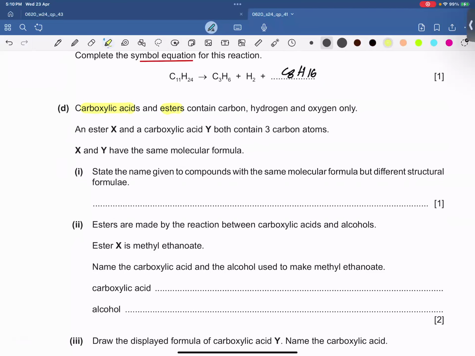Carboxylic acids and esters contain carbon, hydrogen, and oxygen only. An ester X and a carboxylic acid Y both contain 3 carbon atoms. X and Y have the same molecular formula. State the name given to compounds with the same molecular formula but different structural formula. When molecular formula is same and structural formulae are different, that's called isomers.